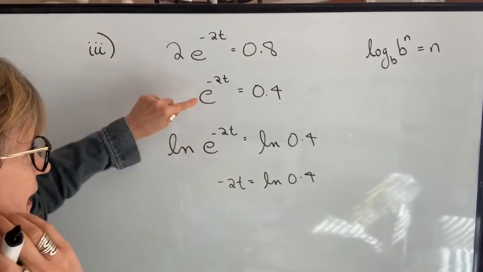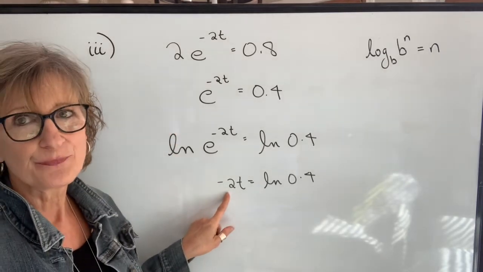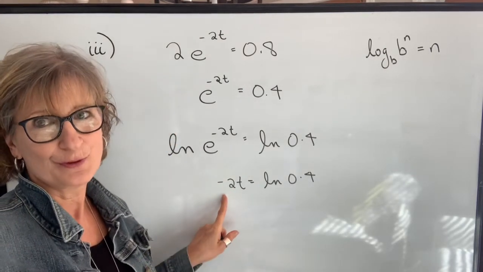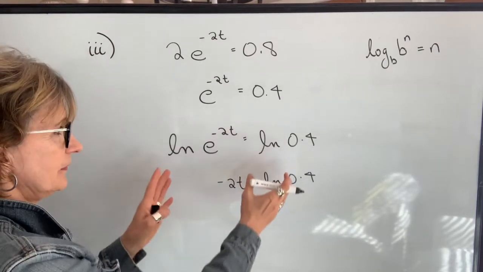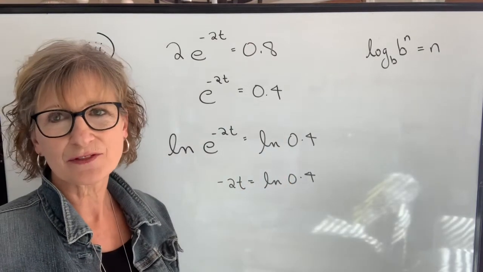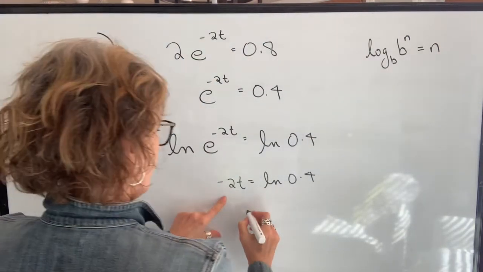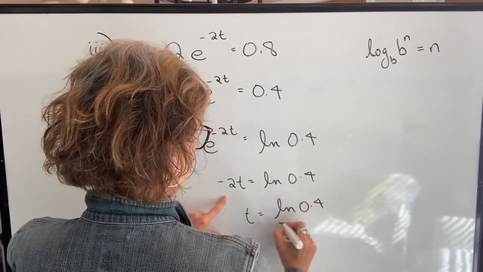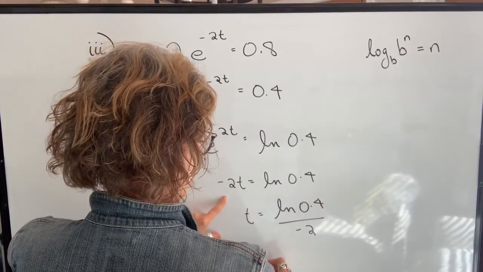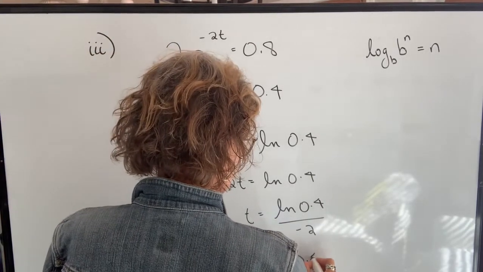Some people might think of it as just going from exponential to log notation, and that's exactly true. But some people have trouble with that, so stick with taking the log of both sides every time. It's, again, a preference. Now I can solve for t by dividing both sides by negative 2, and I get a final answer of 0.458.